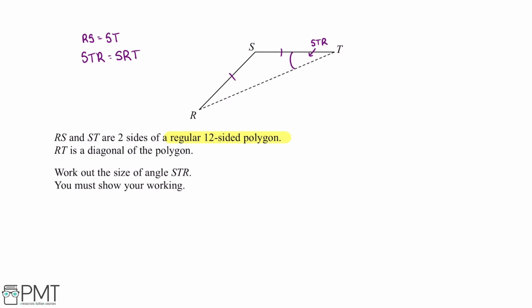So now the next thing we need to know for this question is either the formula for exterior angles of a polygon or the formula for interior angles of a polygon. The formula for the interior angle of a polygon is the number of sides minus 2, multiplied by 180, divided by the number of sides.